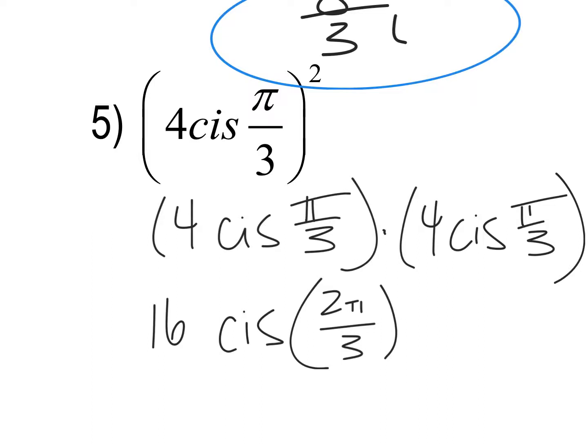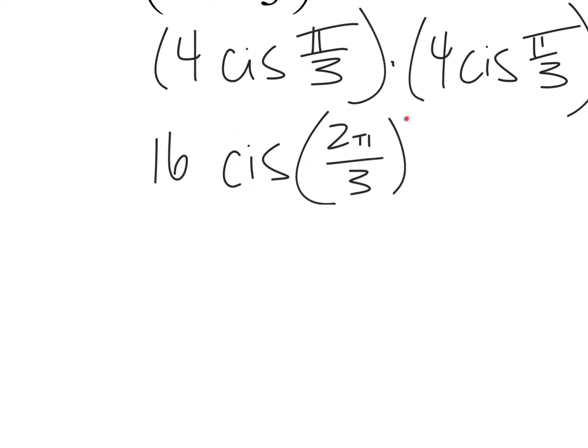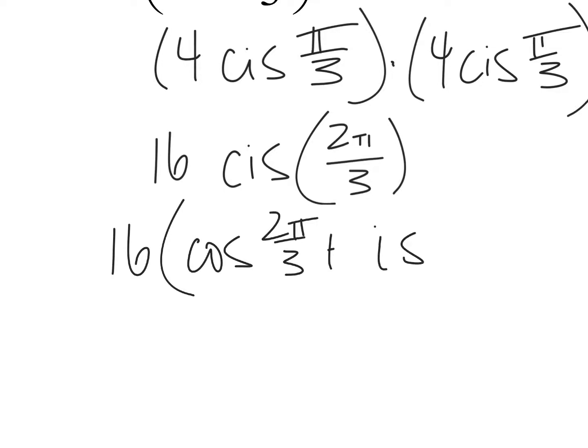And so now what I have to do is, again, it doesn't tell me to leave it in polar form, which this would be my answer if it said polar form. I need to expand it and simplify to get it into rectangular form. So cosine 2 pi over 3 plus i sine 2 pi over 3.